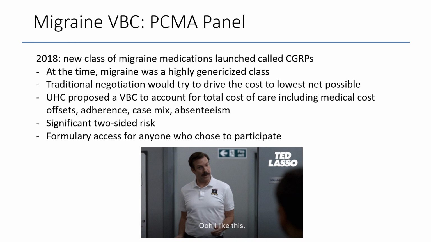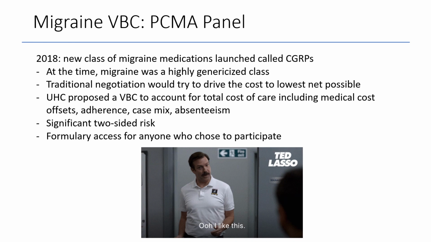So there was concern from payers about adding these in, and what UHC said was, hey, we're willing to add these to formulary, but we want to be sure that there are going to be medical cost offsets that offset the additional cost of paying for this drug. So we came up with a VBC that accounts for total cost of care, including medical cost offsets, adherence, absenteeism, presenteeism, which obviously we couldn't measure, but we used a proxy.